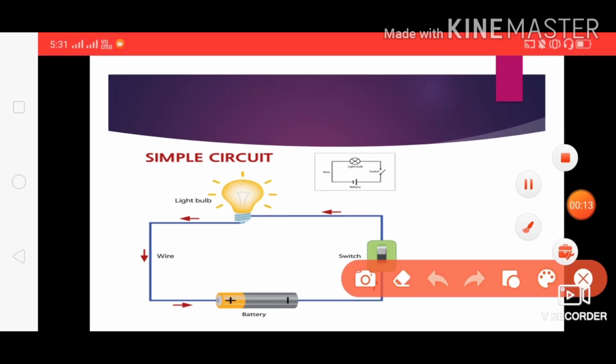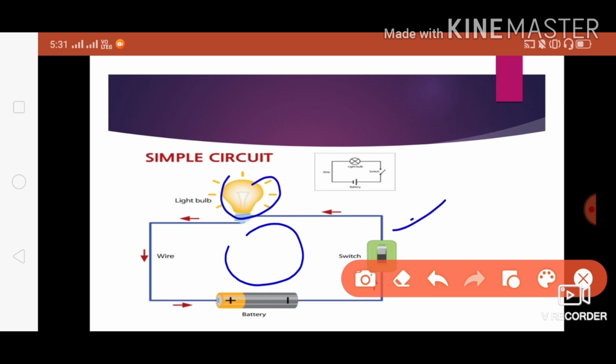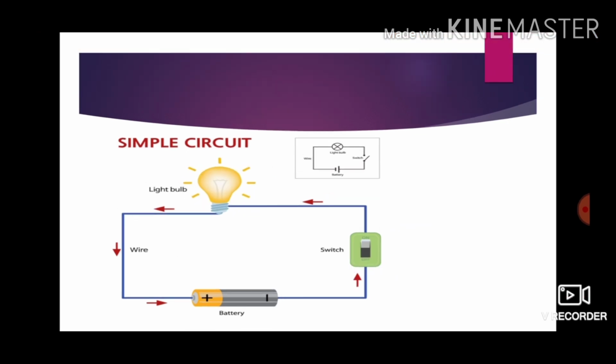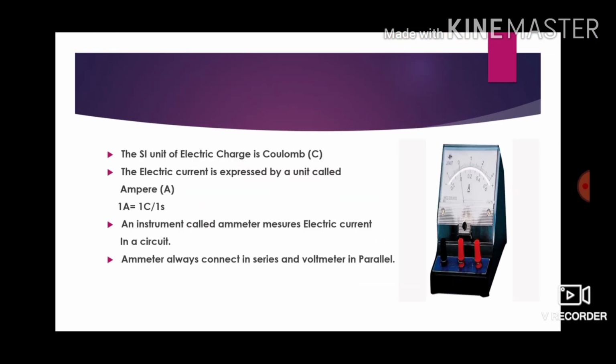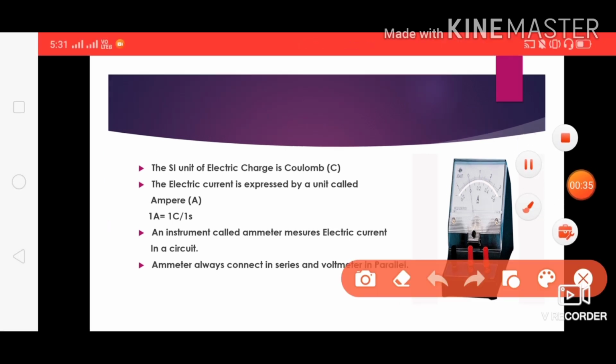So let us study about a simple circuit. A simple circuit is a closed loop. It consists of electrical appliances like a light bulb, switch, battery, and resistance. So a lot of things, so that we call it a simple circuit. So that's it.